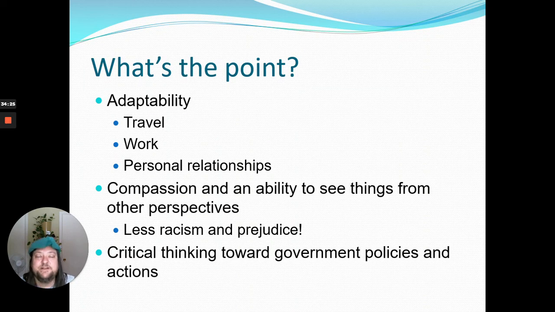It also gives you compassion and an ability to see things from other perspectives. So less racism and prejudice in society in general is a good thing. And again, that only happens if you're willing to change a worldview.